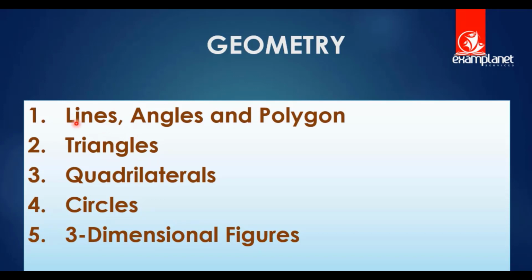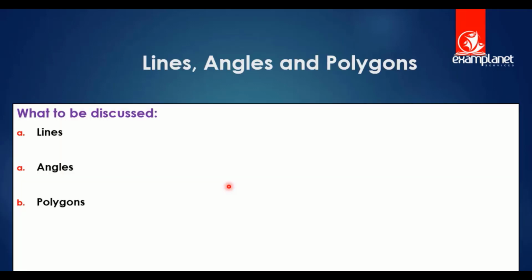Under geometry we have these topics to cover. We have lines, angles, and polygons. We have triangles. We have quadrilaterals. We have circles, and also three-dimensional figures, which are also called solid shapes. So today we'll be starting with the first one, which is lines, angles, and then polygons. All right, so if you're ready, let's dive in.